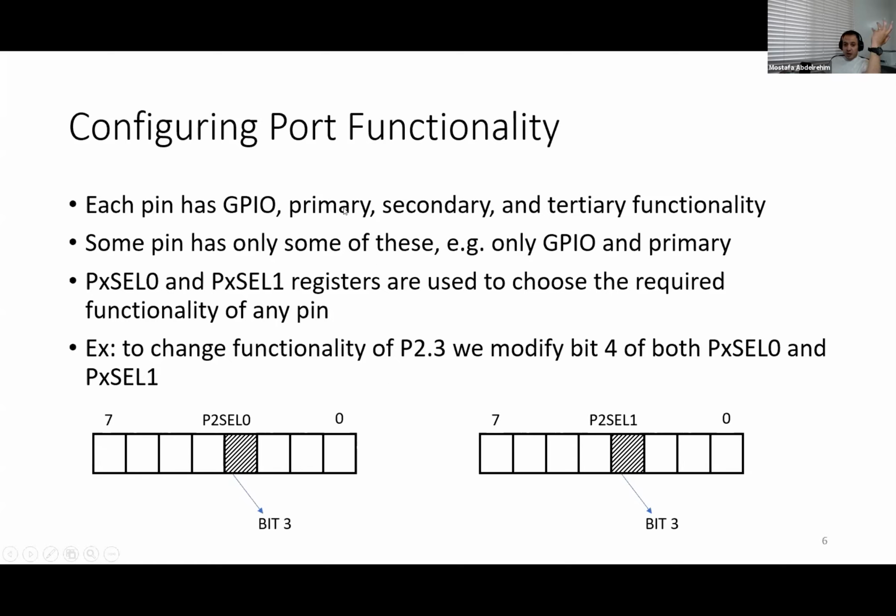If you want a primary function, whatever it is, for example a timer or UART, then you look at the data sheet, and from the data sheet you will know what kind of setup corresponds to the functionality you want. For example, maybe P2.3 in that case can serve as a UART, and this UART is a secondary function. Secondary function means 1, 0. So based on this combination, you set up the functionality of the pin.